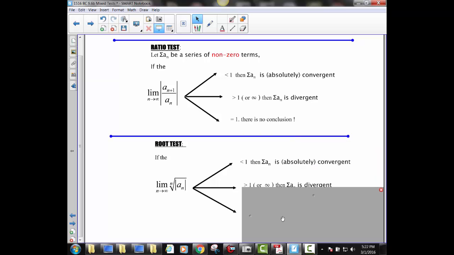For the root test, what you're going to look for is the limit as n goes to infinity of the nth root of the absolute value of a_n. And again, you'll notice the same conclusions for the root test as there are for the ratio test. It's just a different expression you're evaluating the limit of. But again, if that limit is less than 1, then the series is absolutely convergent. If it's bigger than 1, it's divergent. And if it's equal to 1, unfortunately, there's no conclusion.